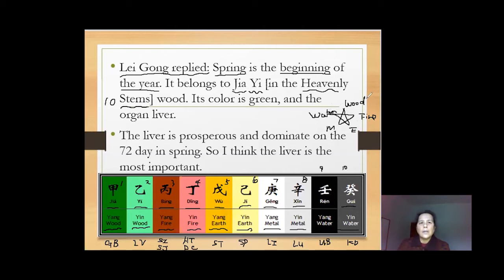So the order here, we say wood first, and then fire, and then earth, then metal, then water. So that's the order here. Jia Yi, yang number first: Jia, Yi, Bing, Ding, Wu, Ji, Geng, Xin, Ren, Gui. And we were talking about the number before. That's the yang number.